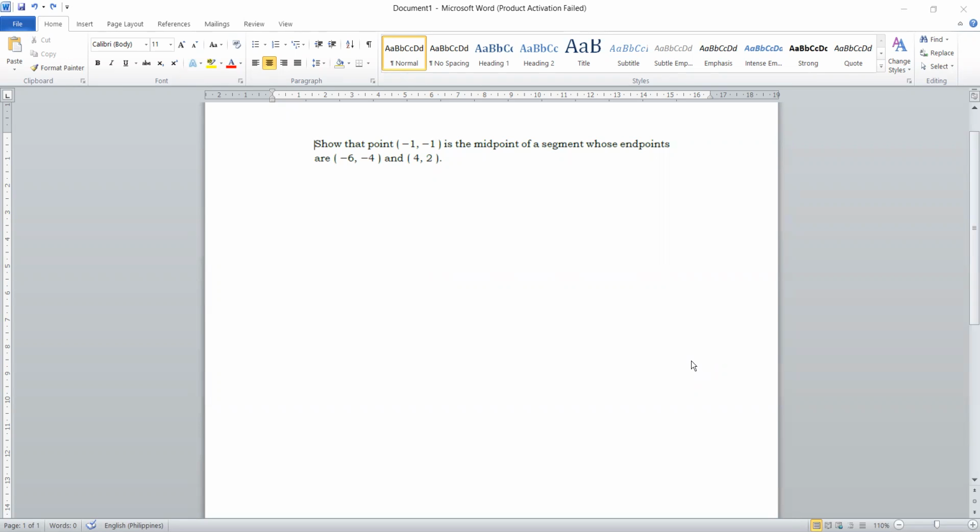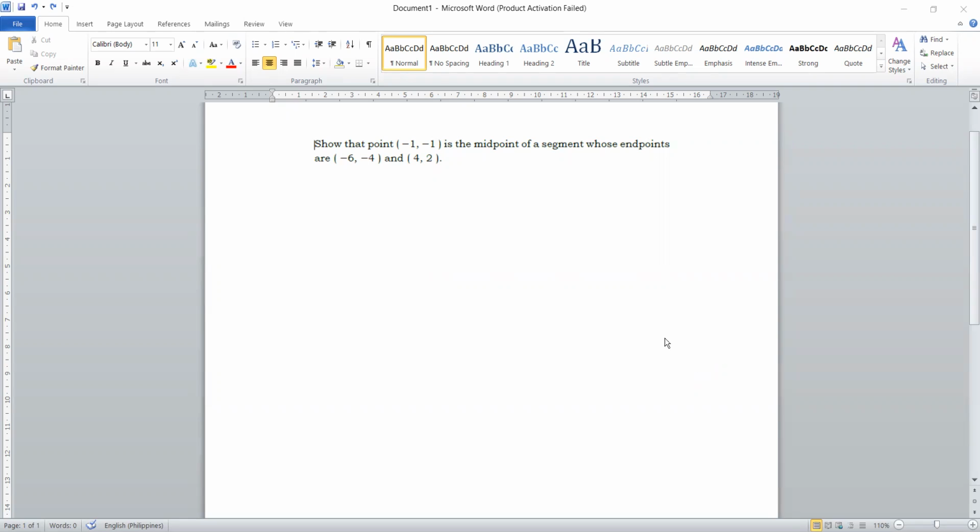Hi, so this is another problem. Show that point (-1, -1) is the midpoint of a segment whose endpoints are (-6, -4) and (4, 2).